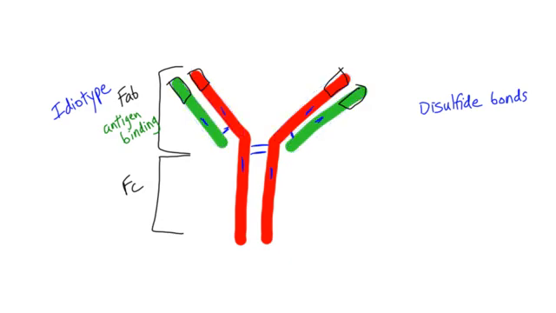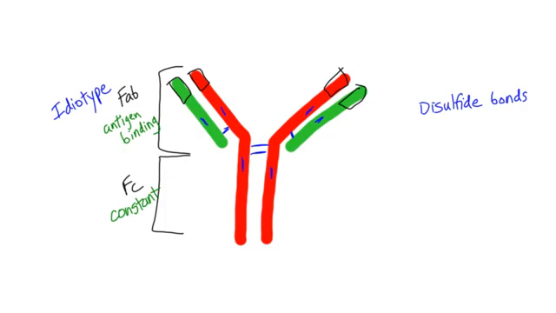Then, the Fc region is the constant region, found on the carboxy terminal of the antibody. It only includes the heavy chains, and the Fc region is the part of the antibody that can bind to the complement. So there are lots of C's associated with the Fc region. It's constant, it's on the carboxy terminal, and it's complement binding. We also saw earlier that this portion of the antibody is recognized by CD16 on NK cells.